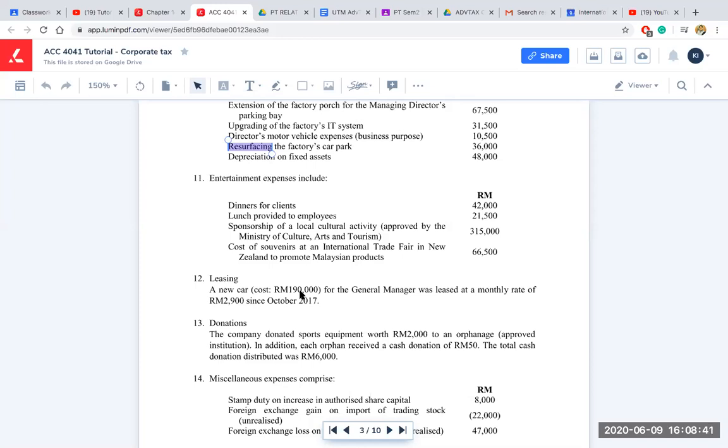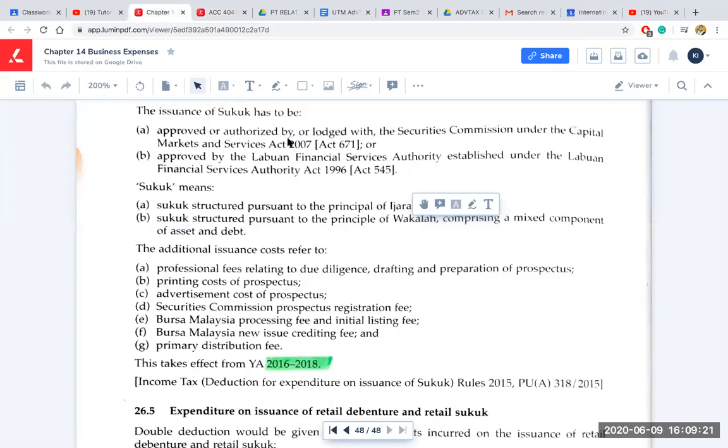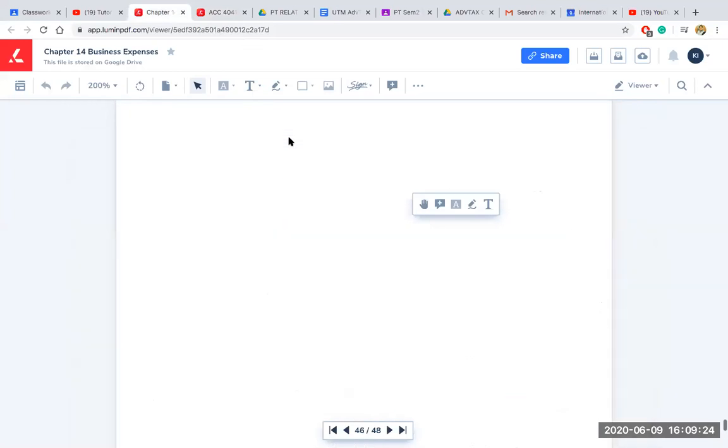And cost of souvenirs at an international trade fair in New Zealand to promote Malaysian products. Is it single deduction or double deduction? Single. Mana you cakap? Kenapa you cakap single? Saya nak dalil dia. Page berapa? Cost of souvenirs. Ada, ada, ada. Ah, cari, cari. 259, madam. 259. Mana cari? Oh, 20 page nak kena cari tu.